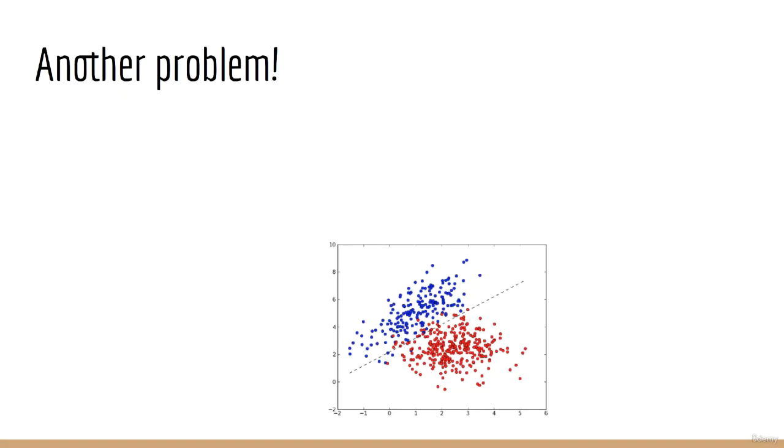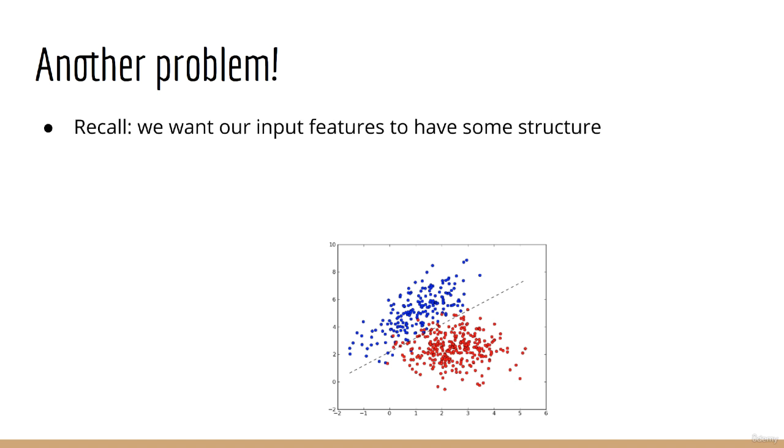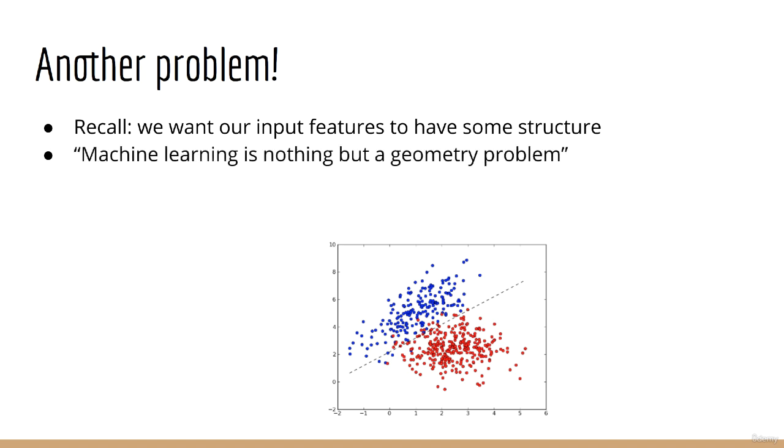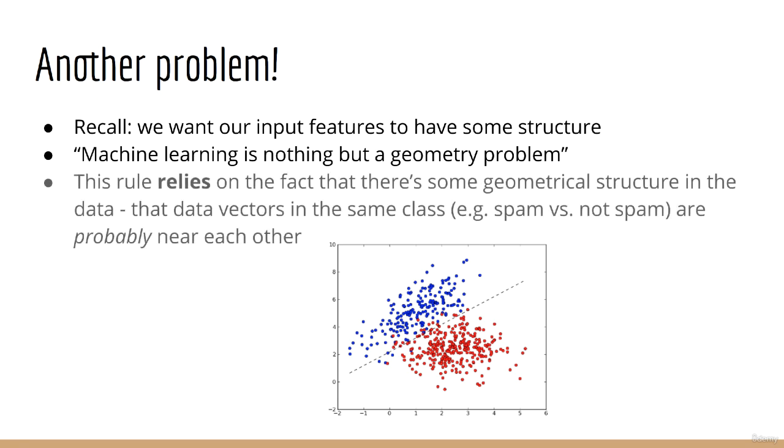Here's another problem with this approach. Remember that we would like our input features to have some structure. If you recall, one of the earliest rules we encountered was machine learning is nothing but a geometry problem. This rule relies on the fact that there's geometrical structure in our data. Data vectors from the same class are probably close to each other.